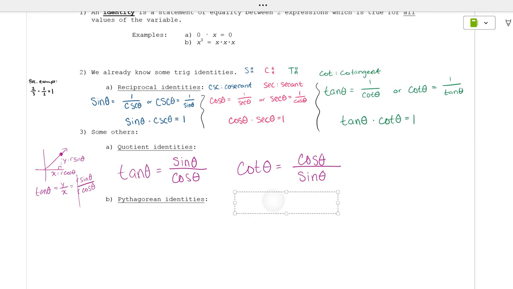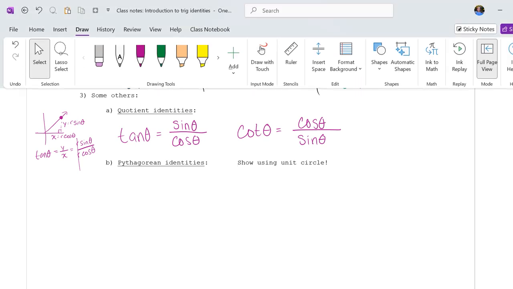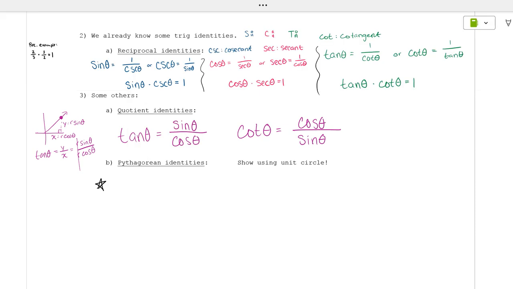Okay, now the next one we're going to do is use the unit circle to identify Pythagorean identities. So we're going to come up with 3 of these. I'm going to put some stars over on the side so we can list these. I'm going to double star the first one, and we'll see why in a minute. And now I'm going to go ahead and draw a unit circle.